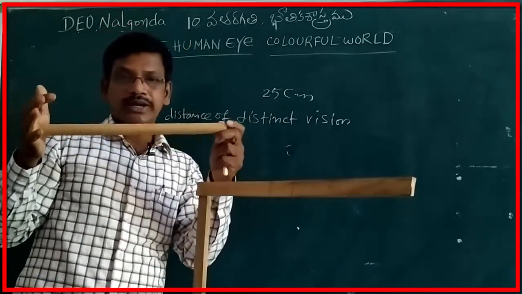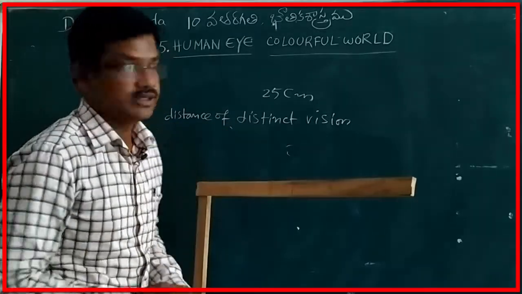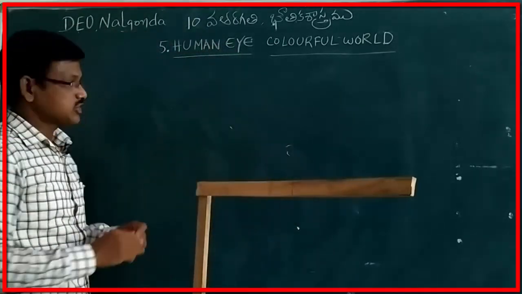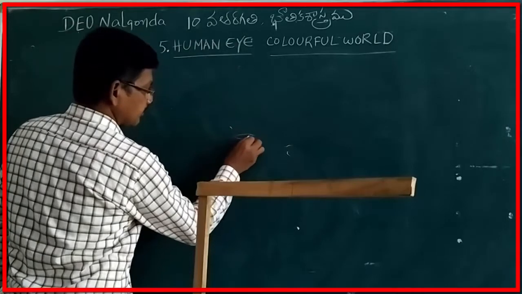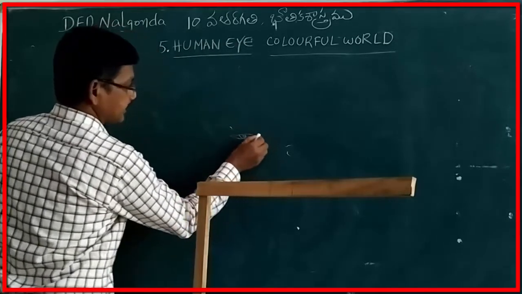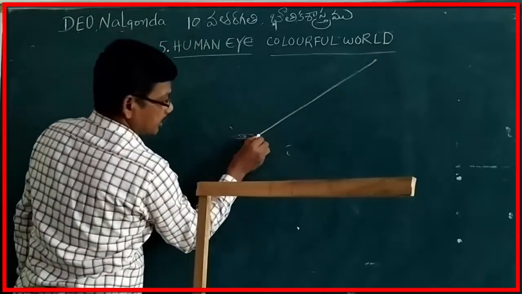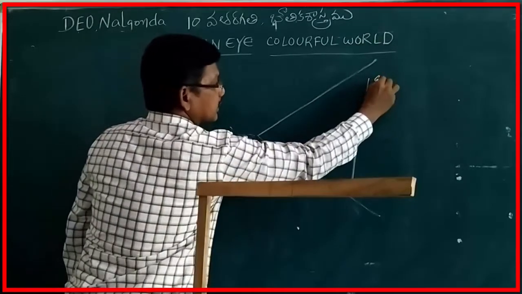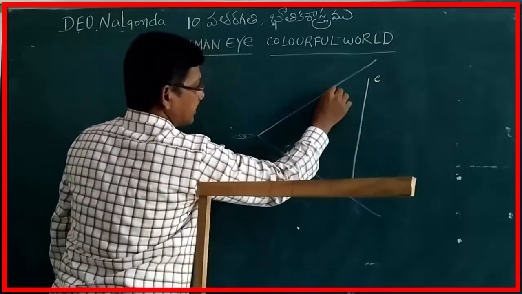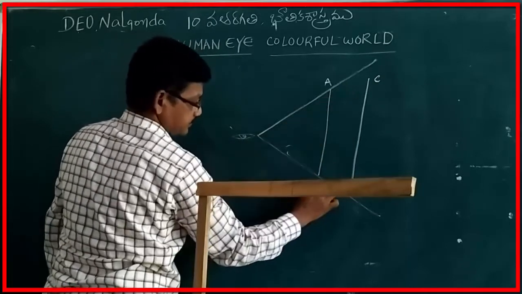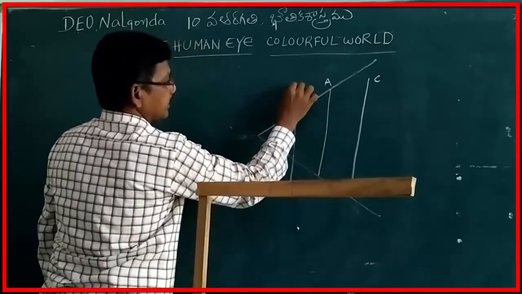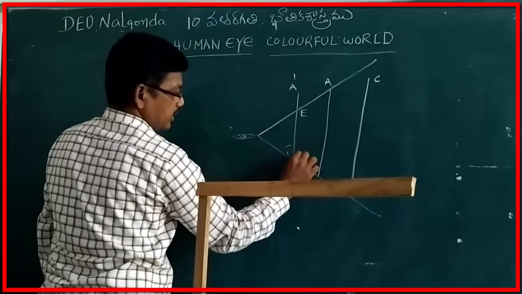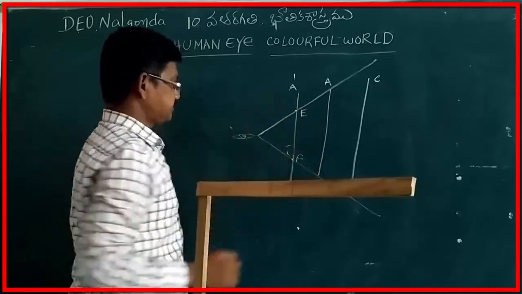Let us draw a corresponding diagram of this experiment on the blackboard. See children, suppose you are viewing from this position and the diagram related to the activity shows this is a rod CD, another rod AB, next rod A dash, B dash, E and F are the points where these lines are cutting.